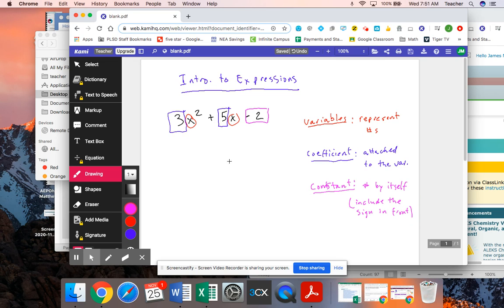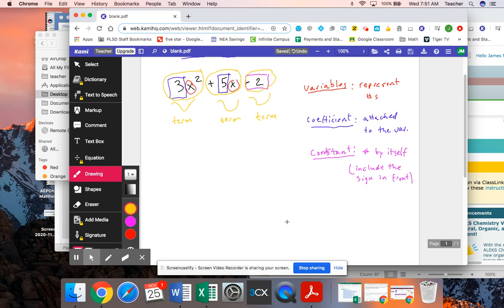So far we have variables in red, coefficients in blue, and constants all by themselves. One of the next things I want to talk about is that when we look at this whole thing, there are three pieces. There's one piece, there's one piece, and there's one piece. Because each of those things are separated by addition and subtraction, we call those things terms. So that's a term, that's a term, that's a term. This whole piece, again, include the sign in front of it, is a term. And this whole piece is a term.